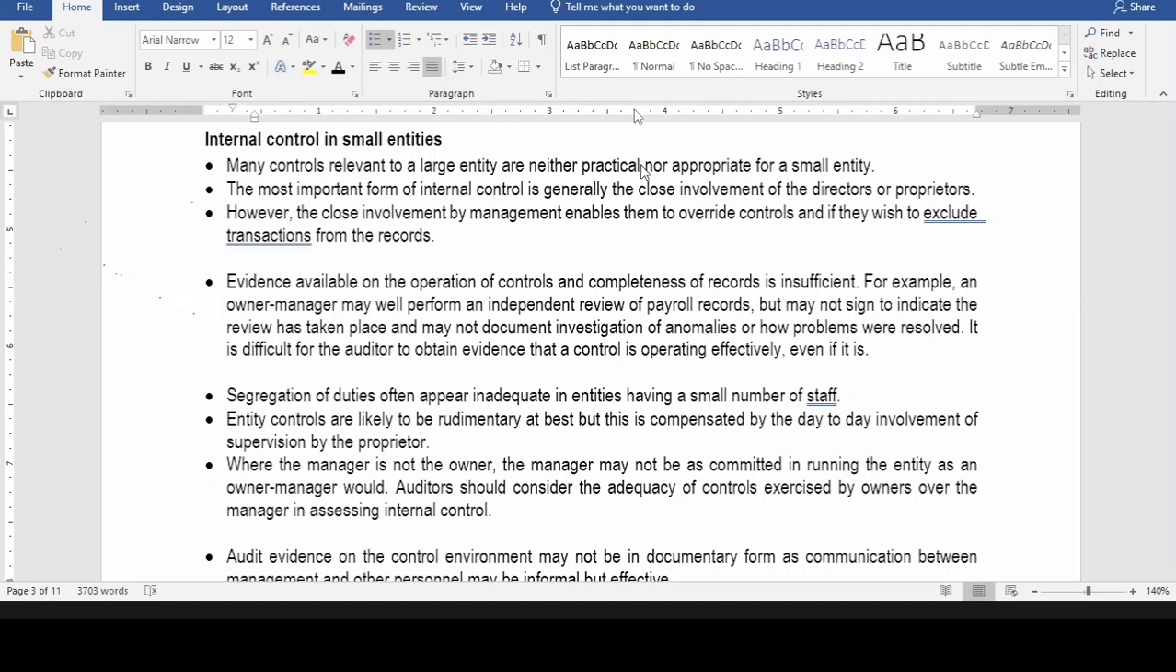Like small entities, we said, you remember in topic 1, some of them don't even have an accounting department. They don't need them. They don't have the money.